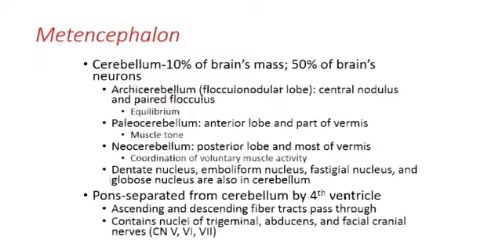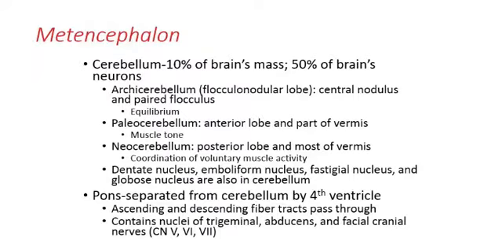region of the brainstem. The metencephalon includes the cerebellum and the pons. Cerebellum constitutes about 10% of the brain's mass, but amazingly, 50% of the brain's neurons are in this relatively small structure in the back of our head, right behind our cerebrum. It is divided up into the archicerebellum, or older cerebellum, the paleocerebellum, and neocerebellum, and then several different nuclei that are involved in movement. You don't have to know the specific segments of the cerebellum, but if I asked you to tell me what constitutes the metencephalon, you should be able to tell me the cerebellum and the pons.